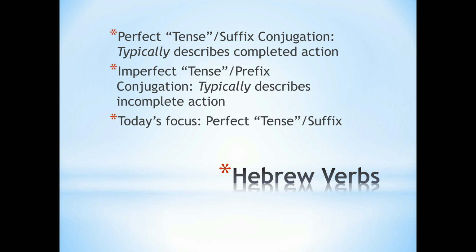The imperfect quote-unquote tense, or the prefix conjugation, typically describes incomplete action. So in most cases, the imperfect verb will describe future action or simply action that is not yet completed. We're not learning the imperfect in this chapter. I'm just trying to give you a little bit of a 30,000-foot view of Hebrew verbs. But today's focus, as you can tell from the slide, is on the perfect quote-unquote tense. That is that aspect of the Hebrew verbal system that describes completed action. Okay? That's what we'll be working with today and in most of our upcoming chapters until we hit the imperfect.